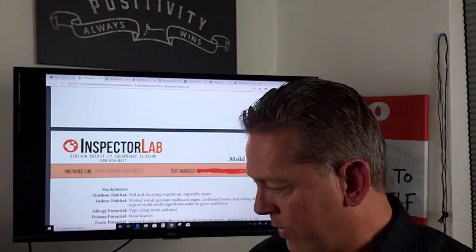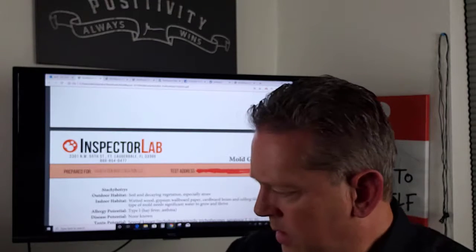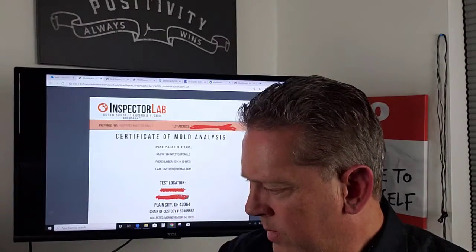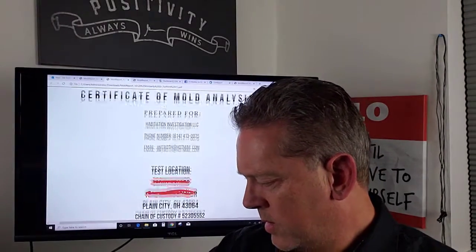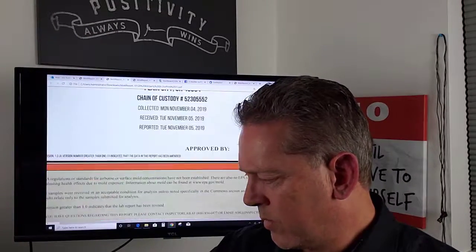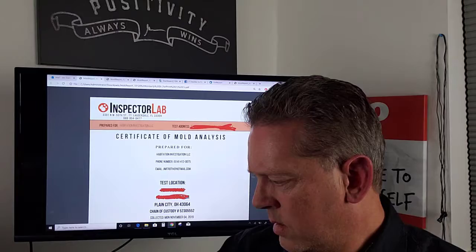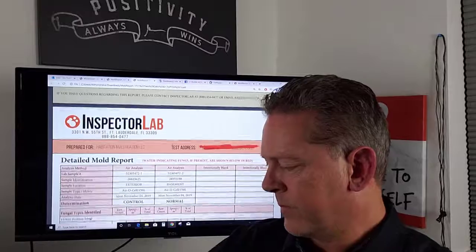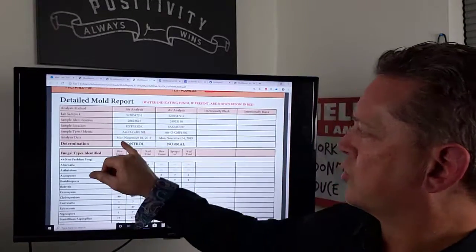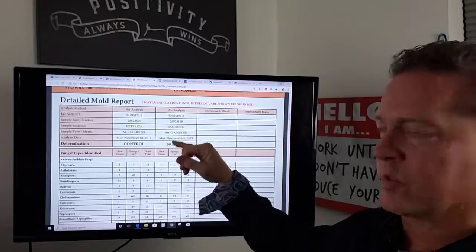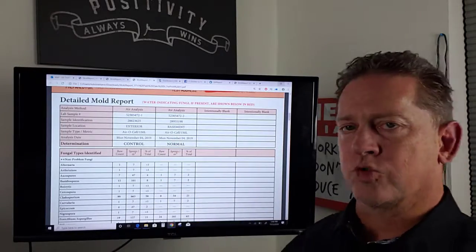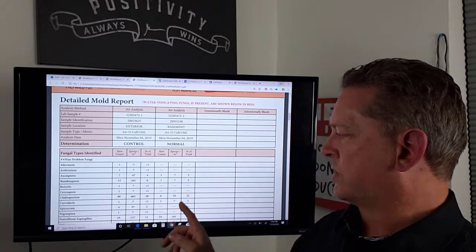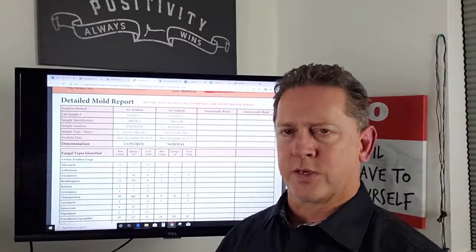Now there's another sample here that I want to show you. Okay, this one here. There's the control. Here's the air analysis. This is a basement as well, a pretty common area. It was determined to be normal. So what they found in the basement was not all that much different than what was in the outside sample, so they consider that to be pretty normal air.